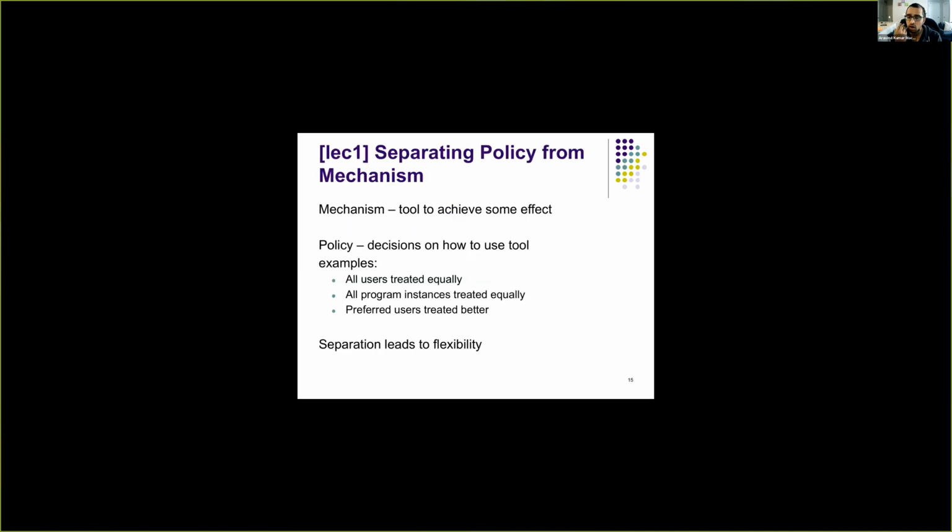And as we saw in the first lecture, it's really good to separate mechanism from policy. We should not tie these things together, rather we should keep them separate. And this actually leads to a better design of systems in general. And this principle is used in many components of the operating system, as we will see later in the course.